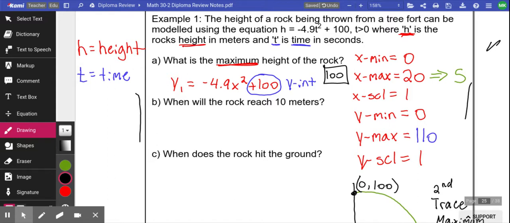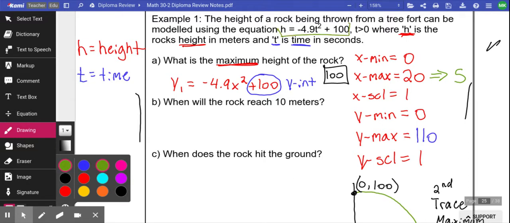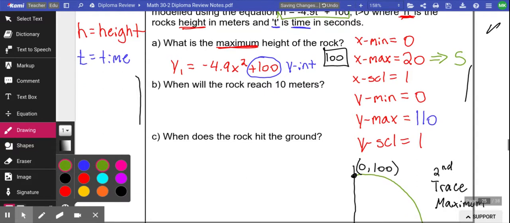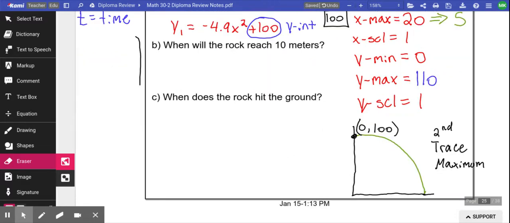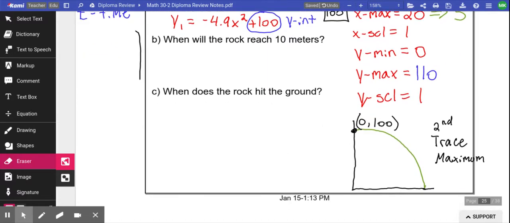So this question, which said the height of a rock being thrown from a tree fort can be modeled using the equation, then they give you the equation, where h is the rock's height in meters and t is time in seconds. We had to graph this equation right here. And then we had to set a window. The window settings are on the side. So you'll see I've put my x min, my x max, my x scale, everything over there on the side. And it should have given you that nice little graph right there.